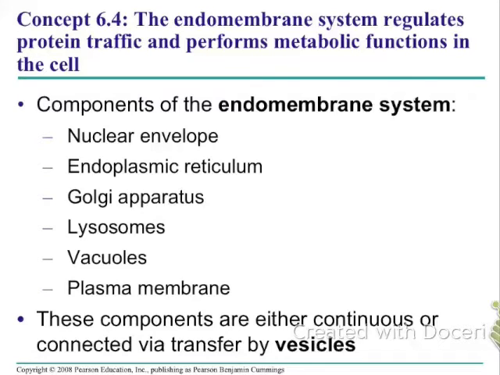All right, section 6.4 is focusing on the endomembrane system, what its component parts are, and its job or jobs. When you talk about the endomembrane system, we're talking about a few organelles and parts of organelles specifically. We're really talking about the traffic system, the system of transport in the cell. That includes the nuclear envelope, the ER, the Golgi, the lysosomes, the vacuoles, and then the plasma or cell membrane.